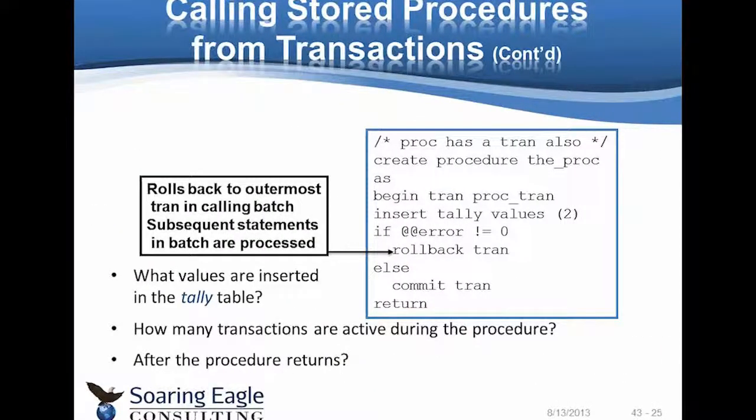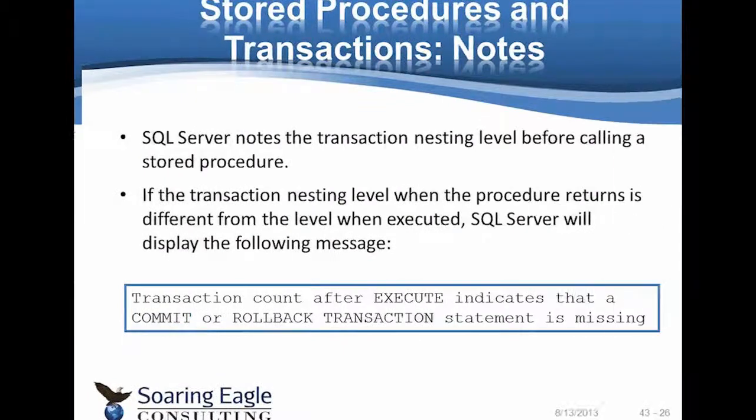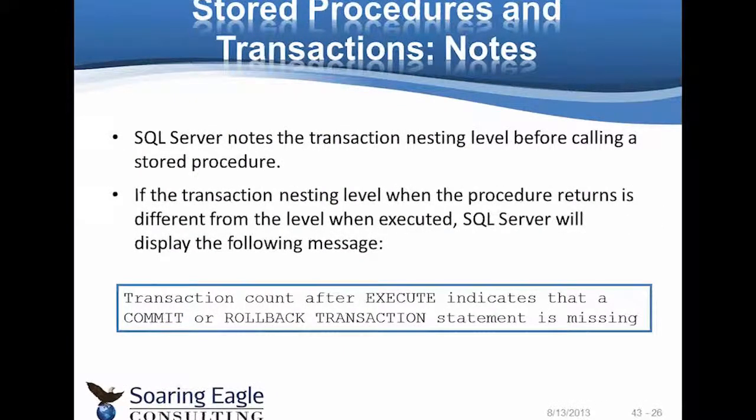So the problem that we run into is if you have an outermost transaction and you have an inner transaction, and the inner transaction within a proc does a rollback, the value of @@trancount is changed coming into and out of the procedure. The procedure detects that, and it throws off an error. You get a message along these lines. Transaction count after EXECUTE indicates that a COMMIT or ROLLBACK TRANSACTION statement is missing.